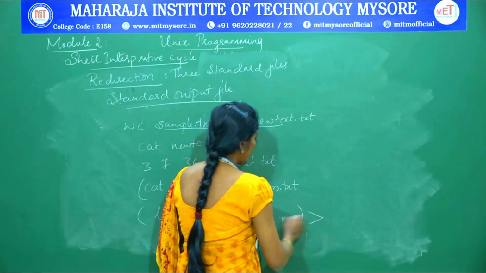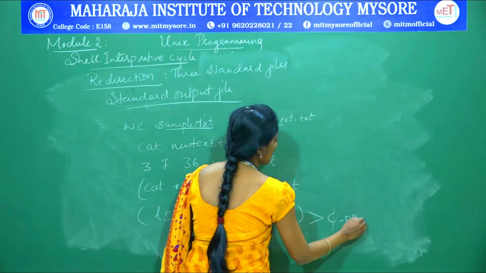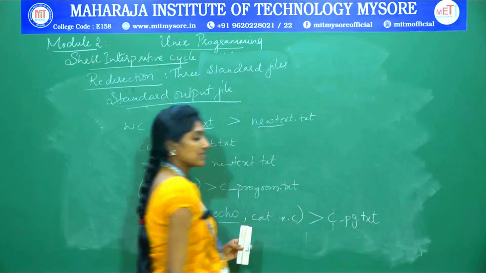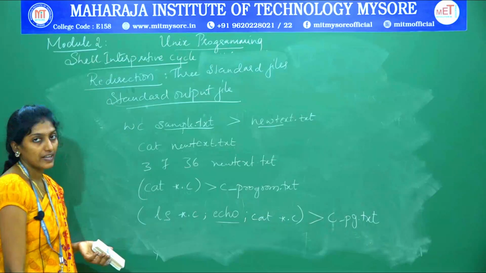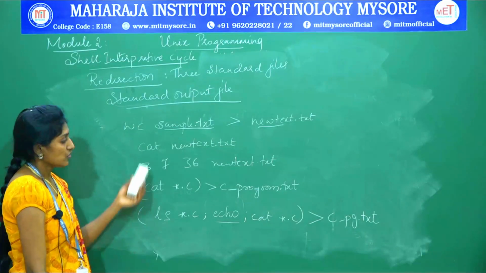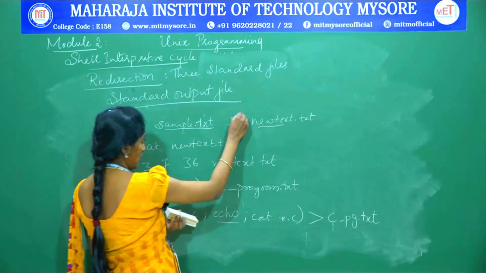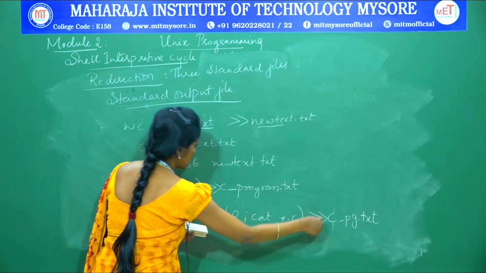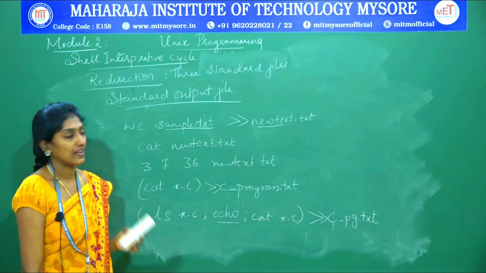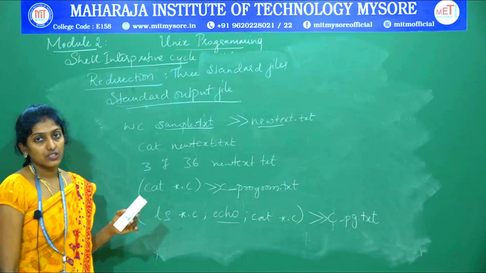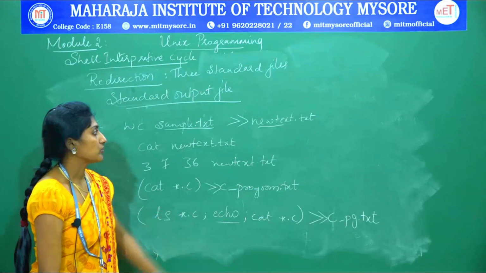So you can redirect this to what? To one of the files, c_pg.text file. So even this is possible by using the redirection symbol, that is the standard output file redirection symbol. So these are the ways of using the redirection symbol. Either you can use this or you can use double, like this also. Okay, so this is about your standard output file. So now we have discussed the standard input file, next we have discussed the standard output file.